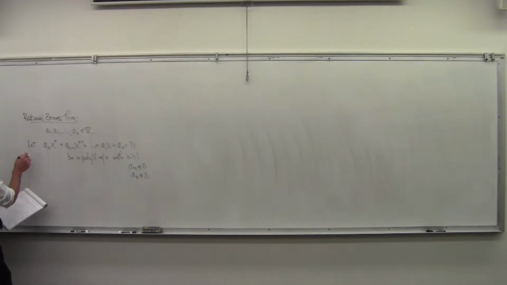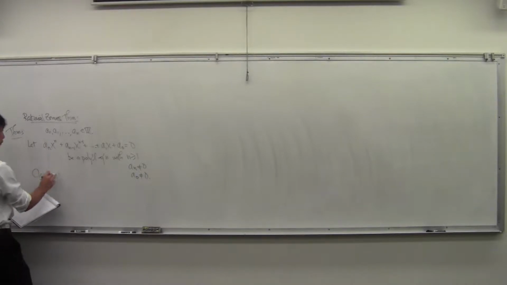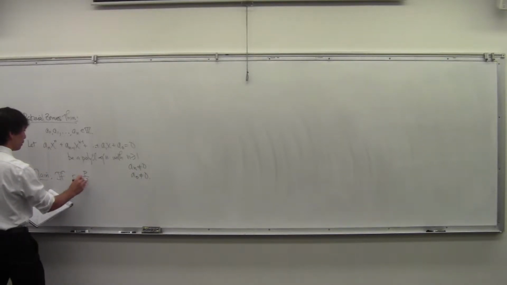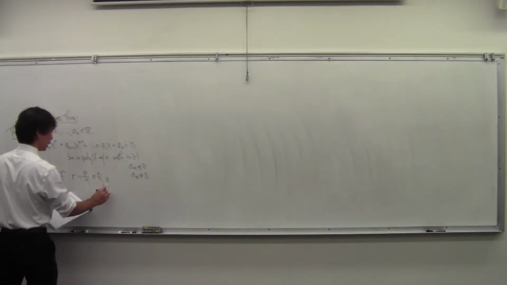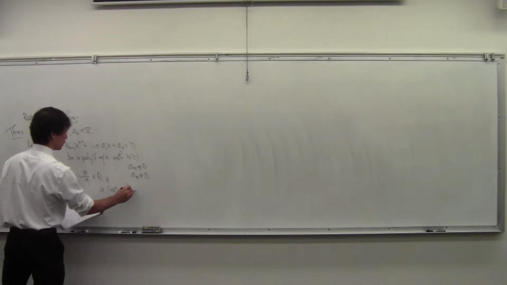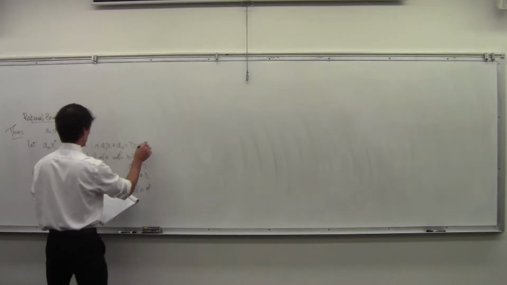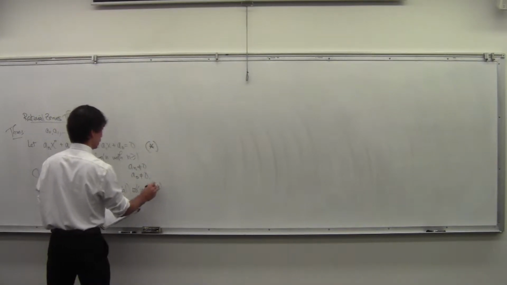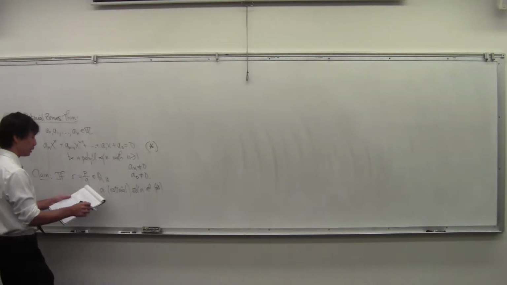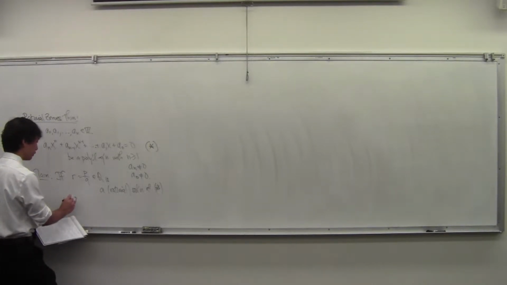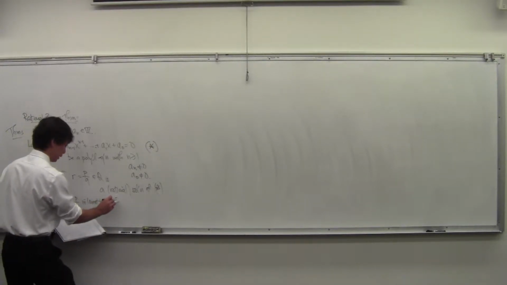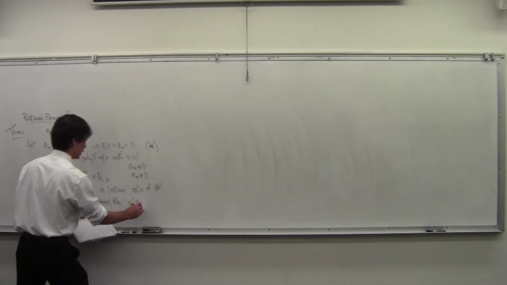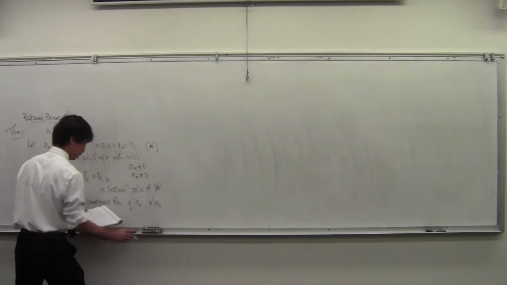And the claim is that if P over Q is a solution of this equation, let's call this equation star. If P over Q is a solution of star with P over Q in lowest terms, then Q has to divide a sub n, and P has to divide a naught.